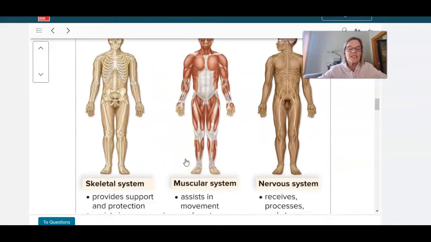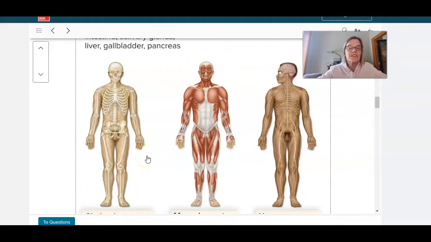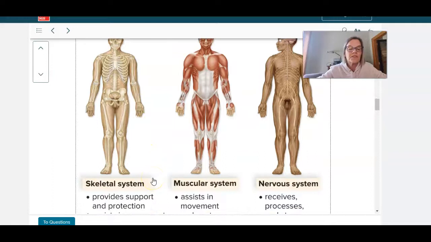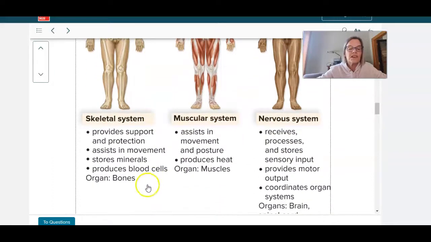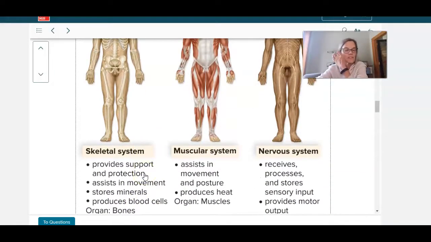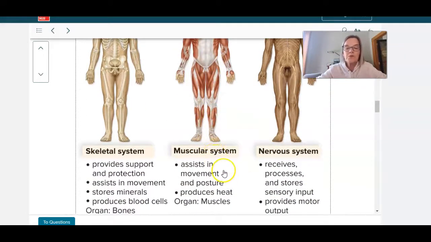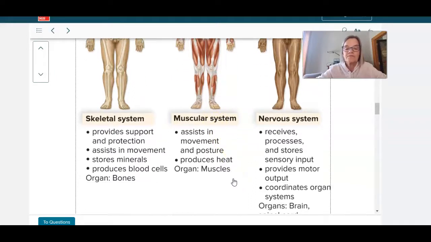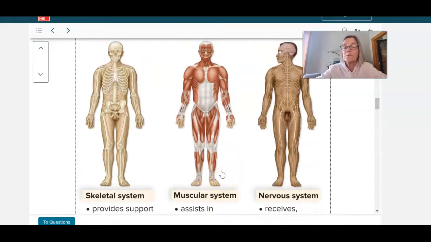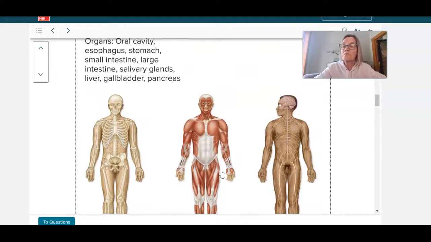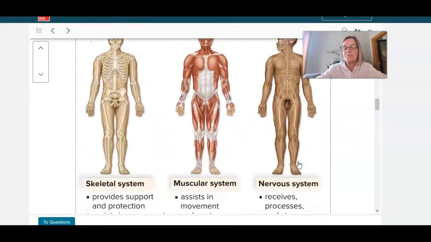The next organ system we have is the skeletal system, and obviously that's composed mostly of the bones and supporting tissues, and helps us move, stores minerals, produces blood cells. The muscular system helps us move, provides posture, helps us produce heat. One of the best ways to get warm if you're sitting there being chilly is to get up and do some movement. Contracting the muscles helps us move, helps us generate heat.